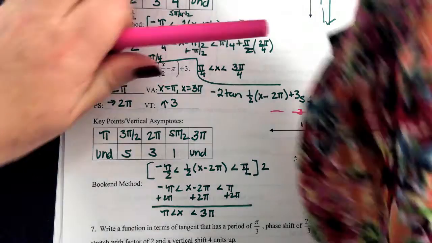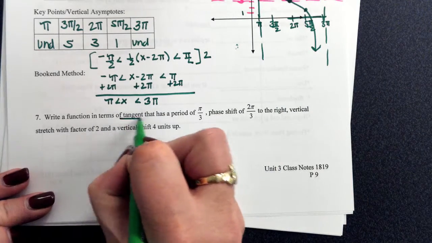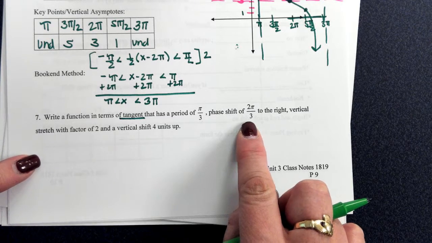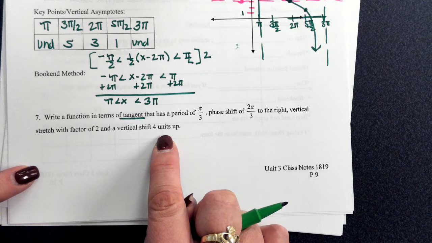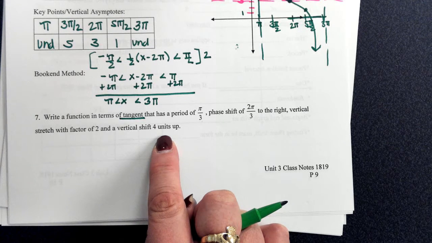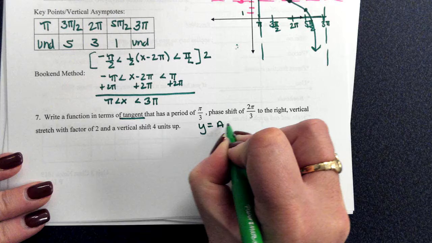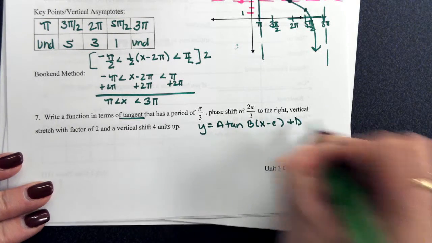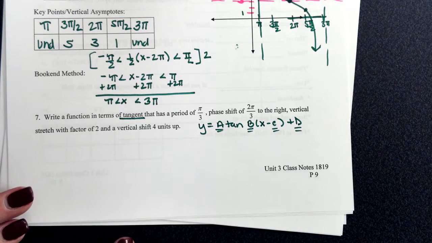Last one. Writing an equation in terms of tangent that has a period of pi over 3, phase shift of 2 pi over 3 to the right, a vertical stretch with a factor of 2, and we shift it up 4. So just like we had to write equations for sine, cosine, secant, and cosecant, you've got to find your A, B, C, and D values. You're trying to write it in the form of y is equal to A times the tangent of B times (x minus C) plus D. So you've got to find your A, B, C, and D's and plug them in.